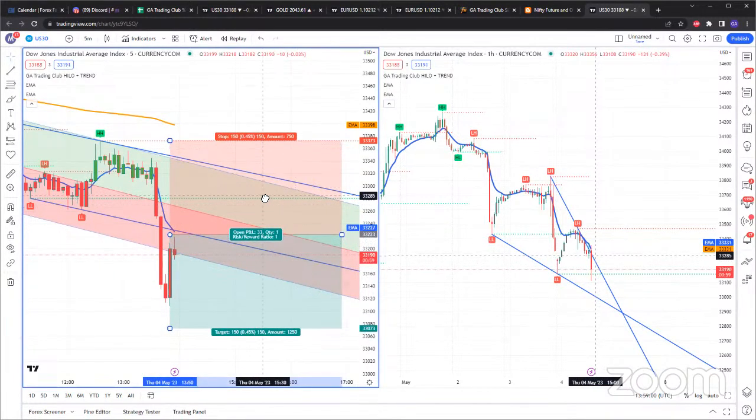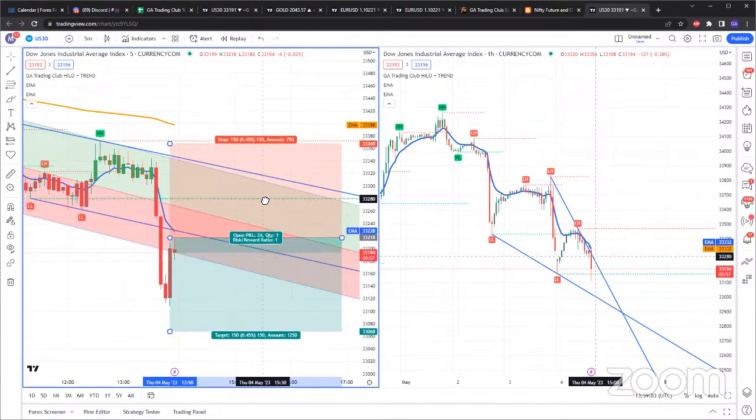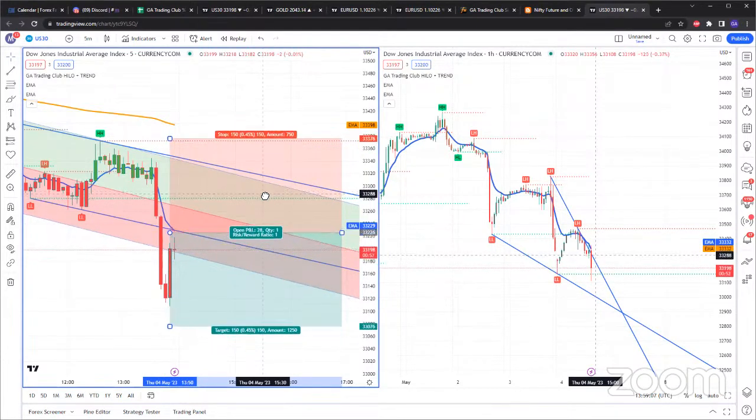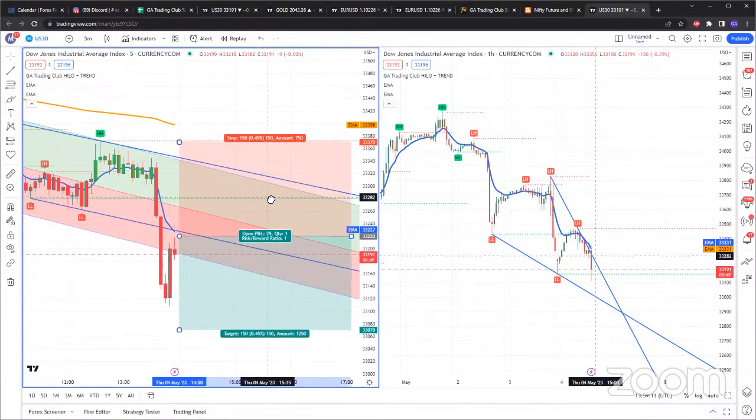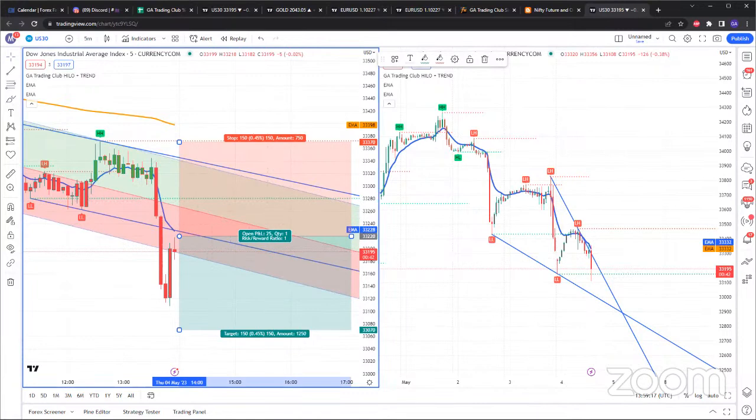The distance between the trend line and the height of this candle is about 33,218, 33,219 to about 227. So it's about 8 pips. 8 pips is now going to make or break your trade for US 30. So for this trade, I will enter on the close of this candle.